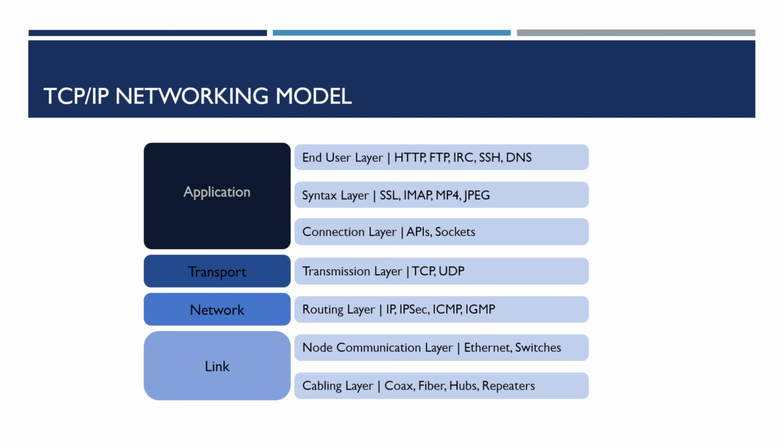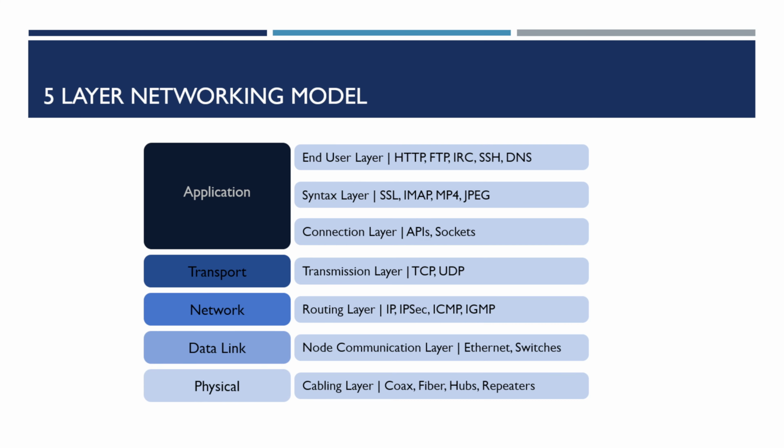Final model that we're going to be looking at is the 5-layer model, which is a hybrid of the two. We see that the application layer still combines those top 3 layers, but the physical and the data link layer are now separate. Very useful model for just networking.